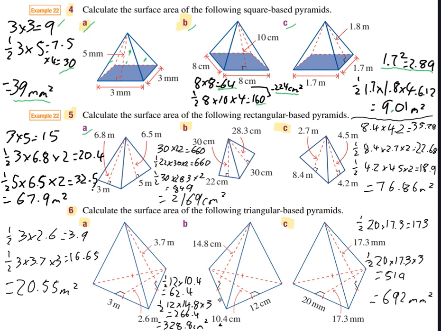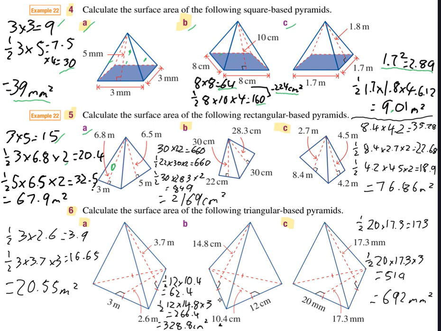For 5A, 3 times 5 is 15. That will be your base that we can't actually see. There's our 3 and our 5. So that's that done. Then afterwards, you've got half base times height for 2 different pairs of triangles. The 3 times 6.8 will be this one over here with a base of 3 and 6.8 there. So this side and the opposite side, which we can't see, that's why we've multiplied by 2. That will get you 20.4.